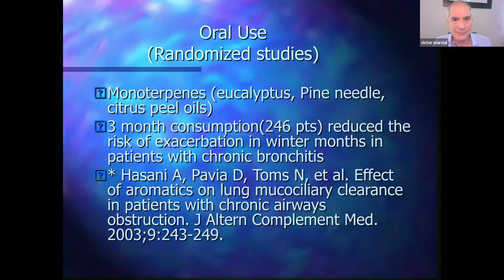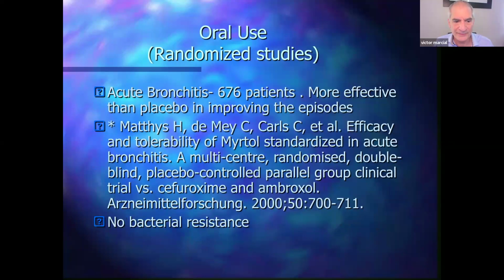Again, other oils like eucalyptus, pine needle, and citrus in 246 patients in a randomized study reduced the risk of exacerbation of chronic bronchitis during winter, which is great just by inhaling. Again, we see the properties of antimicrobial here and anti-inflammatory working for these patients. And another study of acute bronchitis in 676 patients showed that these lipids were more effective than placebo in improving those episodes.